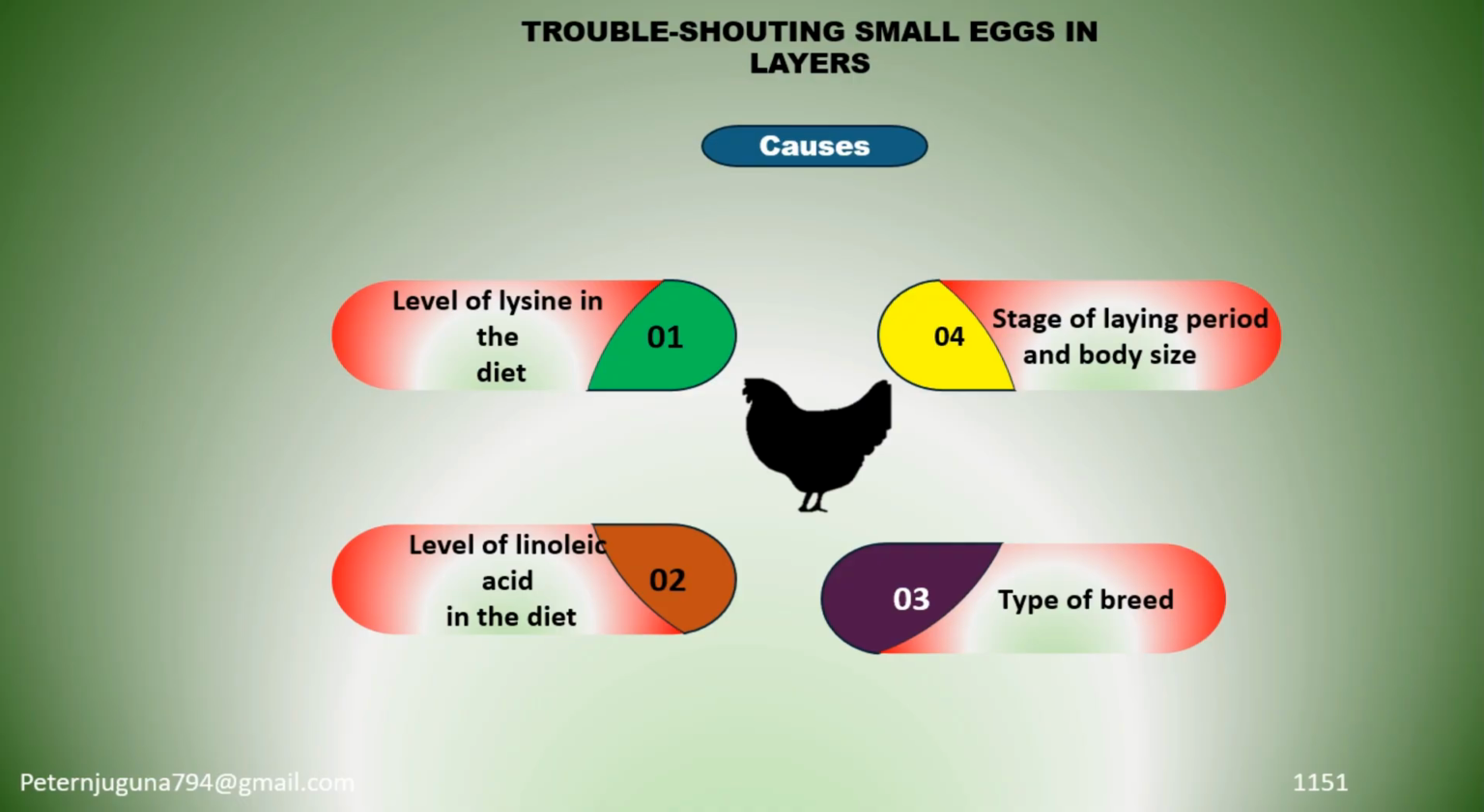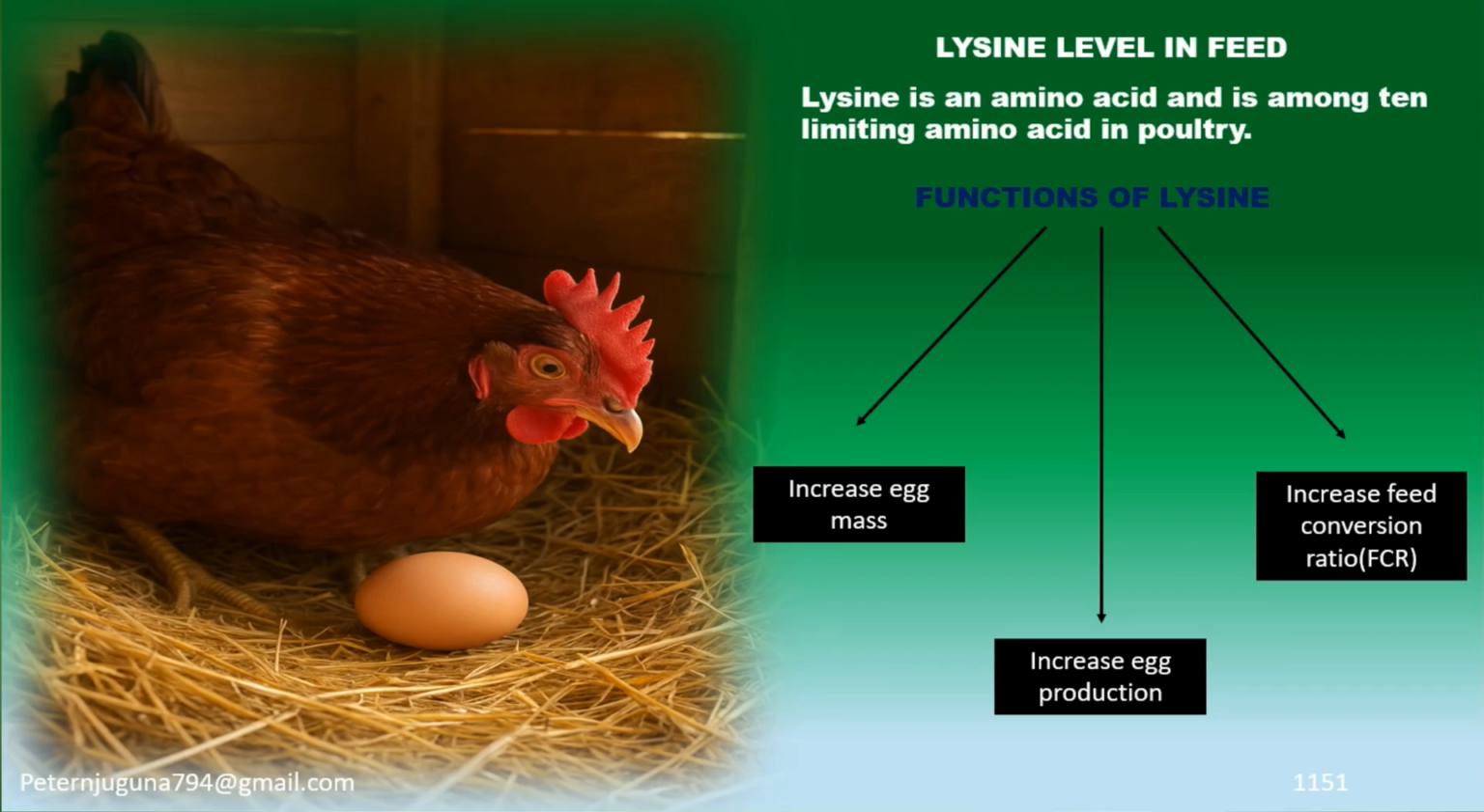We are going to break down one by one, and we are going to start with the level of lysine in the diet. As you know, lysine is a protein. Lysine is an amino acid and is among the 10 limiting amino acids in the diet. So the functions of lysine are to increase egg mass, increase production, and improve conversion ratio in poultry.